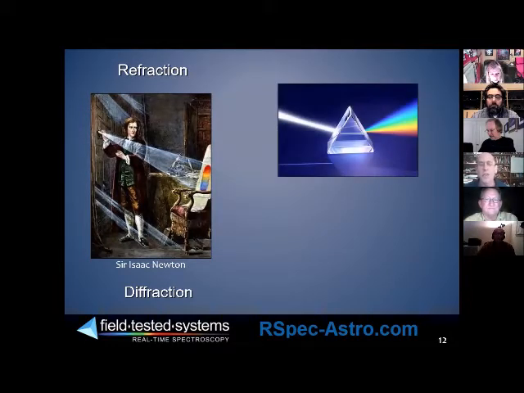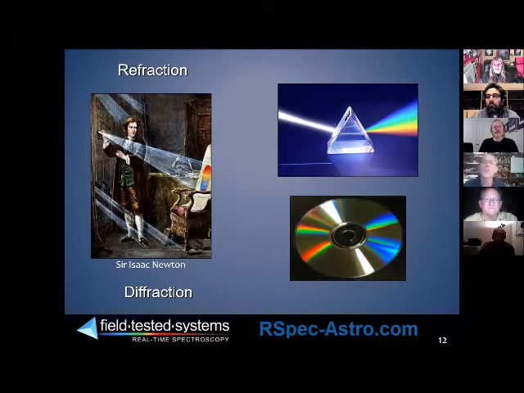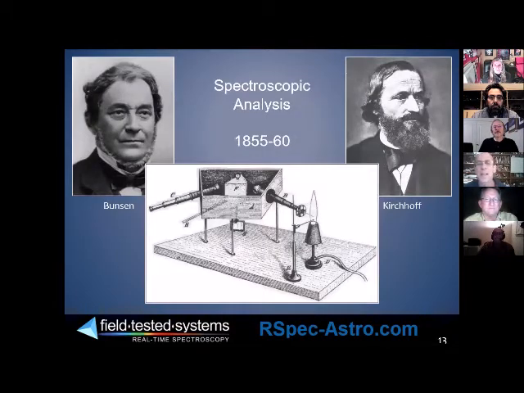Sir Isaac Newton discovered that you could put light through a prism and split it into its component colors. You can also do the same thing by bouncing light off a finely lined surface, or even passing it through a piece of glass that's finely lined, called a diffraction grating. Bunsen was pretty cool. He invented the Bunsen burner to burn a sample, put the light through a prism, and look at the result.